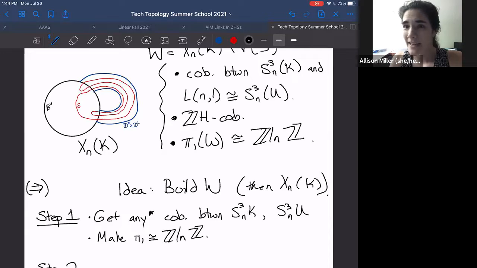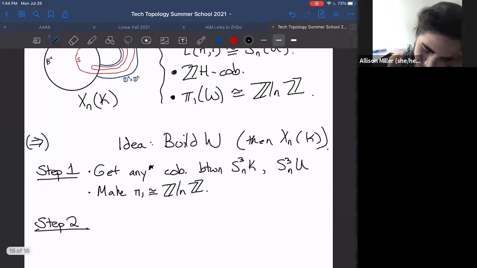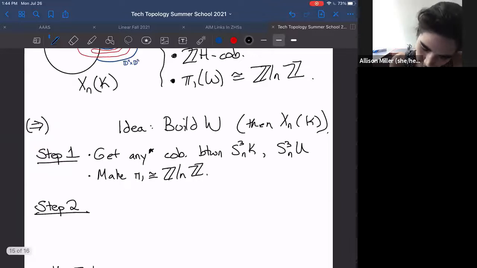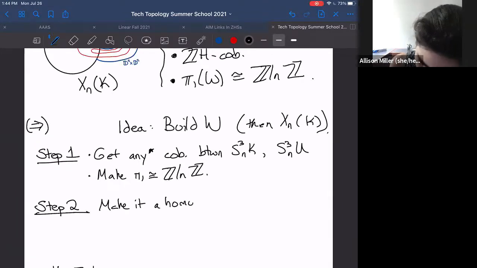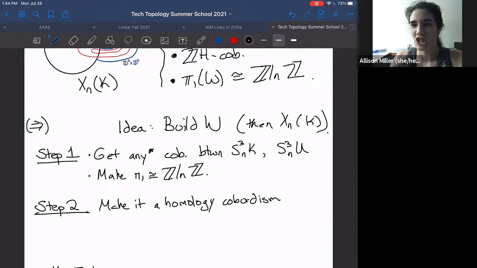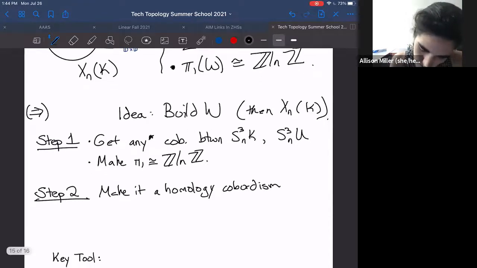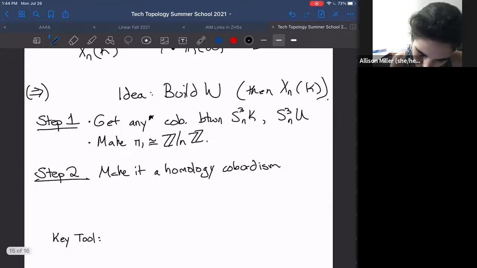Okay, but I want to emphasize, you can make pi 1 be right, but it's really not going to be a homology cobordism. You have no reason to believe at this point that it's a homology cobordism, just that the fundamental group is what you want it to be. Okay. So step 2 is make it a homology cobordism. And this is one of the pieces where there's a big machine lurking in the background. And so I want to say a little bit about what's going on here.